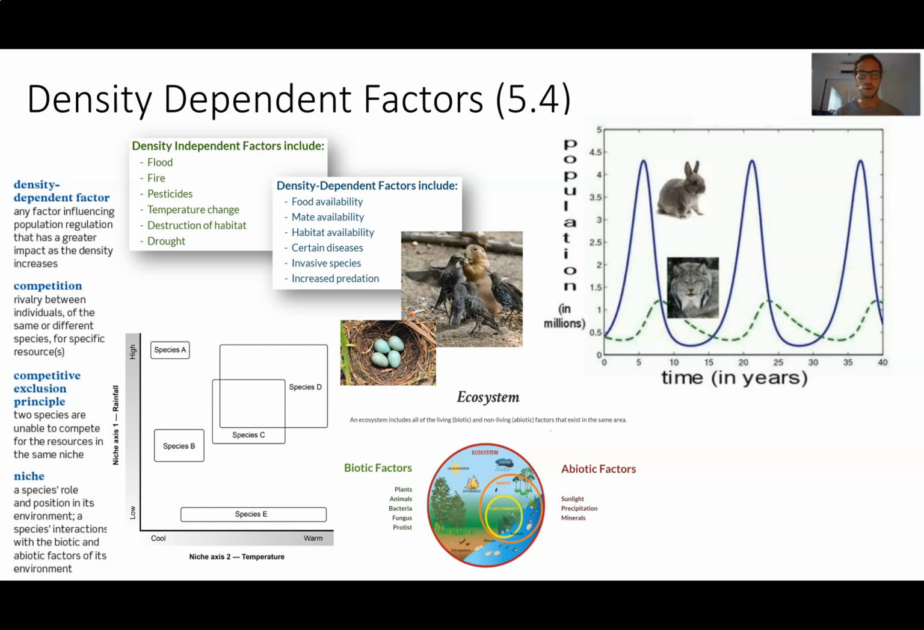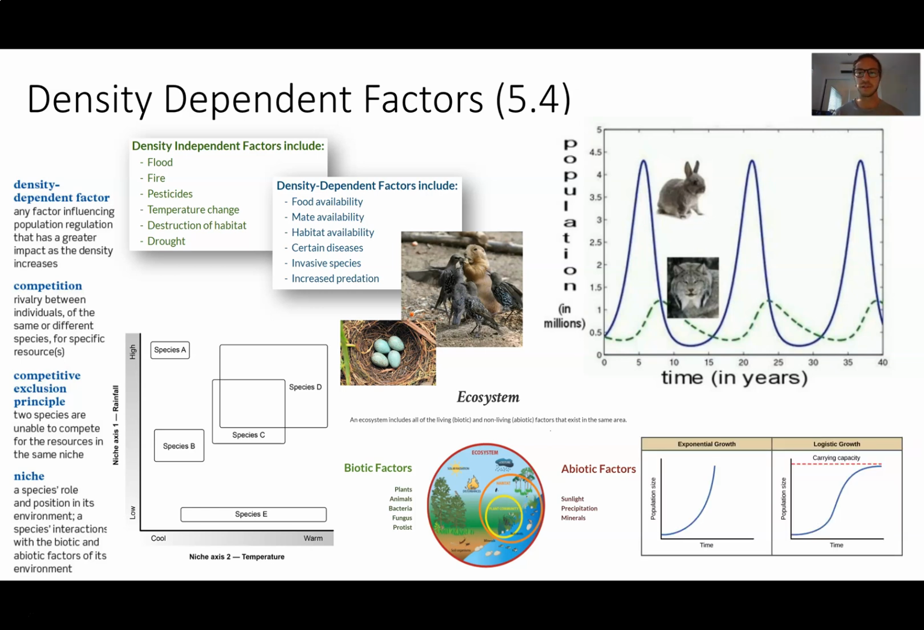If there is no limiting factor, a population will continue to grow exponentially at a constant rate, as you can see in this image here. If there is a carrying capacity, then a population will grow what's called logistically, showing limited growth. And it starts off growing at an exponential rate, but the rate decreases as it reaches carrying capacity.